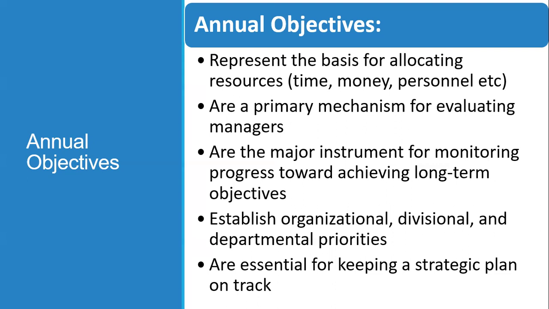The relevance, or main things that annual objectives strive to achieve as far as guiding an organization to align with long-term aspirations is concerned, are actually five. So five main benefits can be derived as far as annual objectives are concerned. And the first one is that annual objectives represent the basis for allocating resources in terms of the time, money, personnel, and what have you.